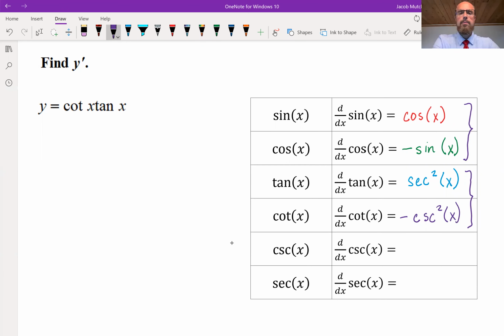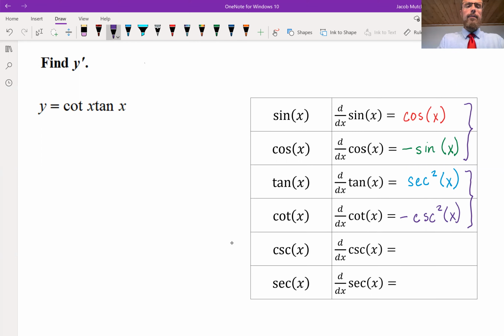And really it's a relationship between tangent, cotangent, secant, and cosecant, but I do have the difference in the two signs. The derivative of tangent is secant squared. The derivative of cotangent is negative cosecant squared. So we want to apply those, but notice this is a product.